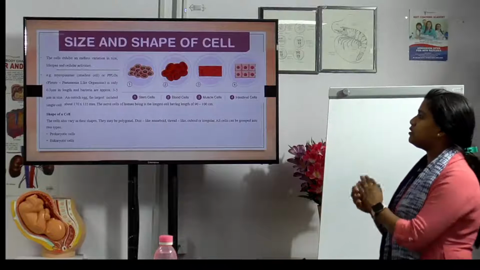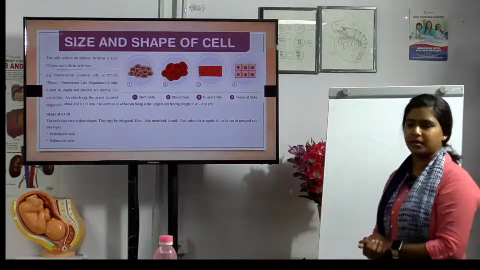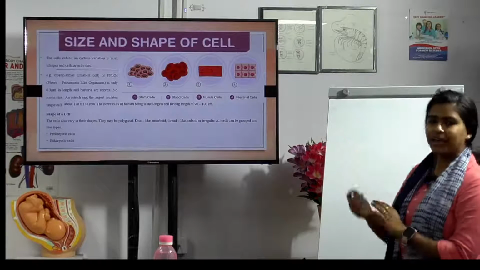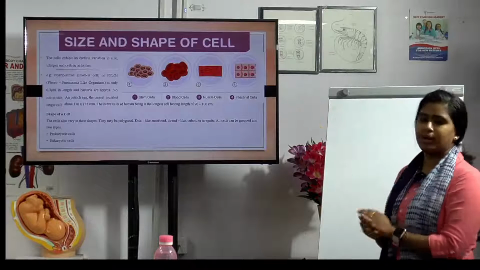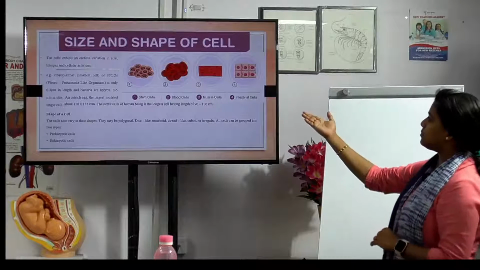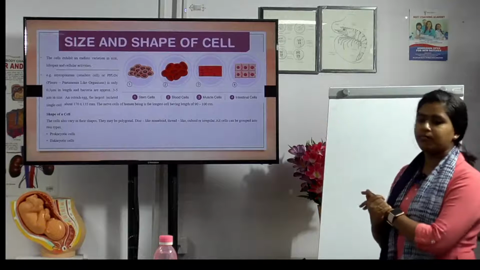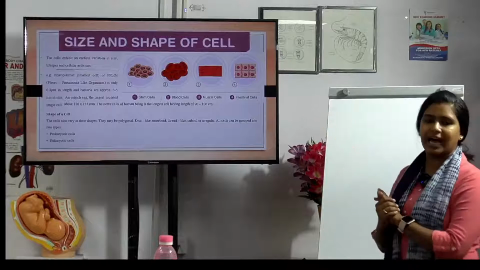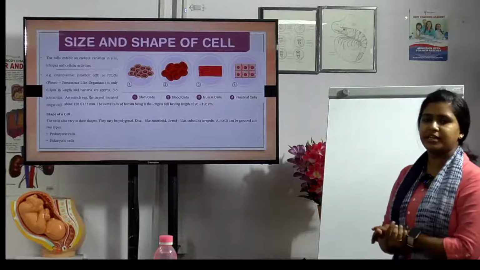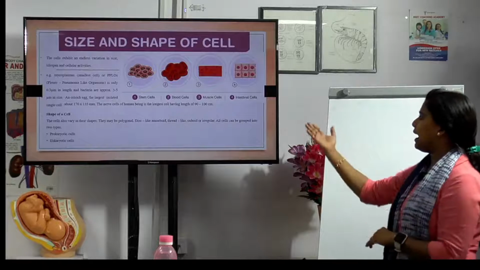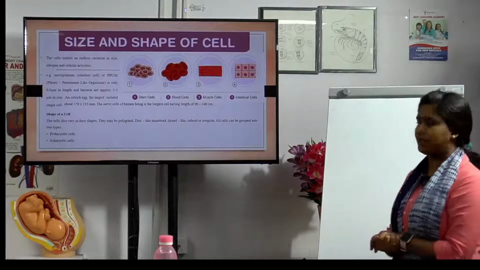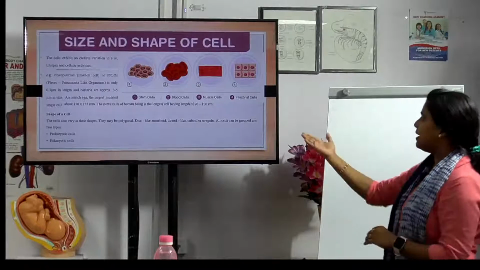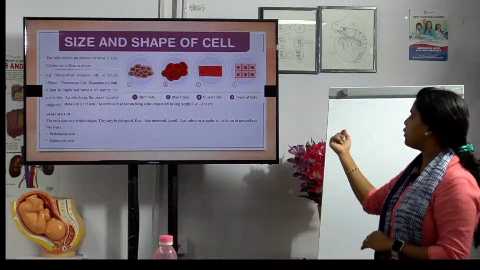For example, the smallest cell is mycoplasma, otherwise known as PPLO, which means pleuropneumonia like organisms. The organism mycoplasma is the smallest cell, approximately 3 to 5, what is that? Yes, meter in size. And the ostrich egg is the largest cell, about 170 to 135 millimeter, and humans' length is 90 to 100 centimeter. Cells have various shapes, maybe polygonal, disc, cuboid or irregular.